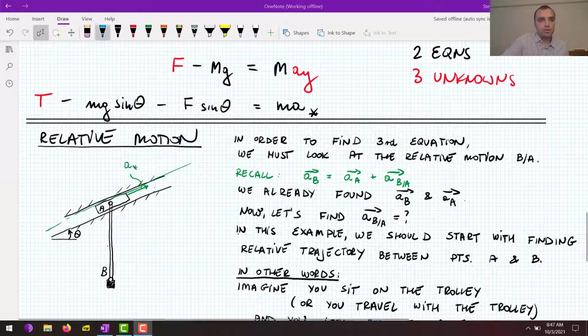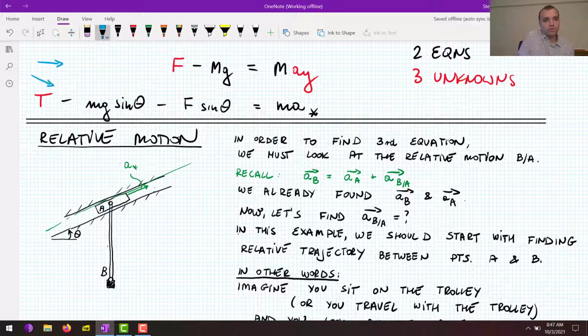I believe that we left our problem here, yes, with these two equations and two unknowns. Our unknowns are F_T and A_y. In order to solve this system of equations, it is not solvable, right? And we must find a third equation so that our example will be solved. In order to do so, we should look at the relative motion.